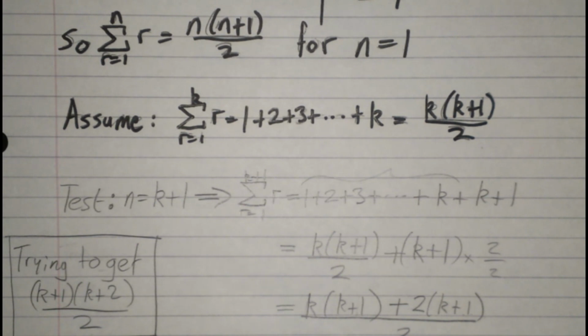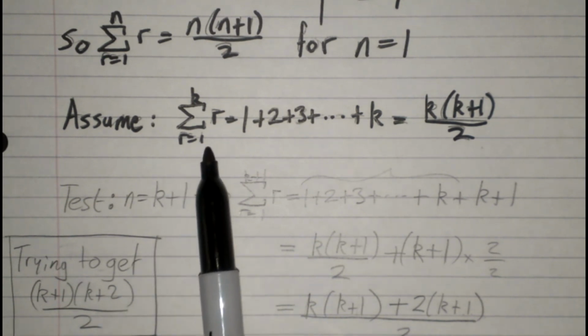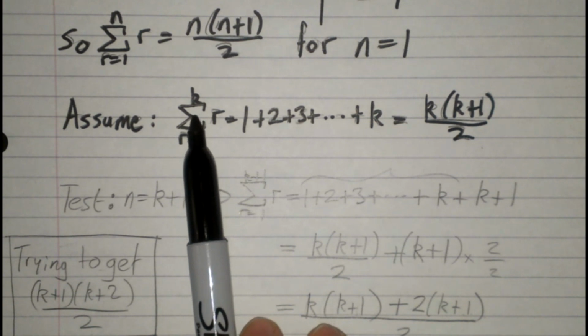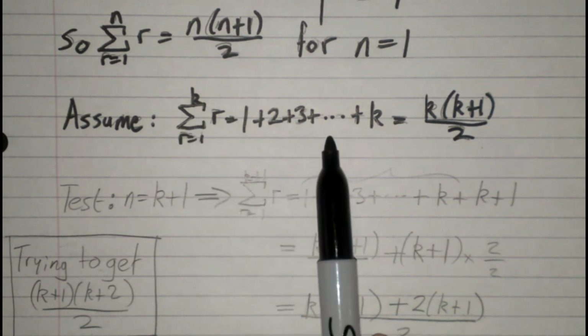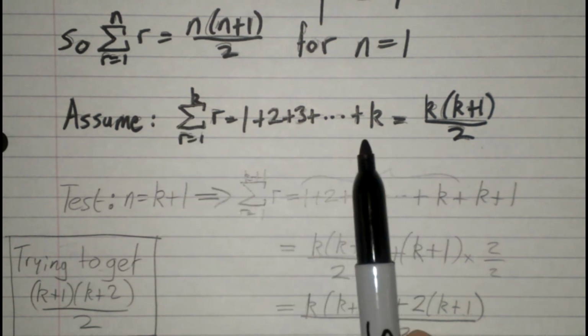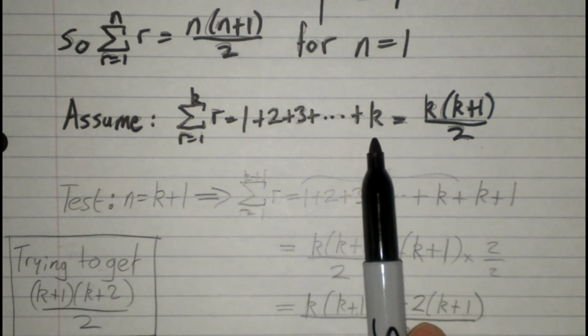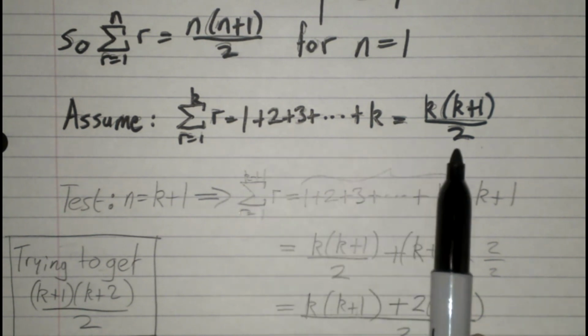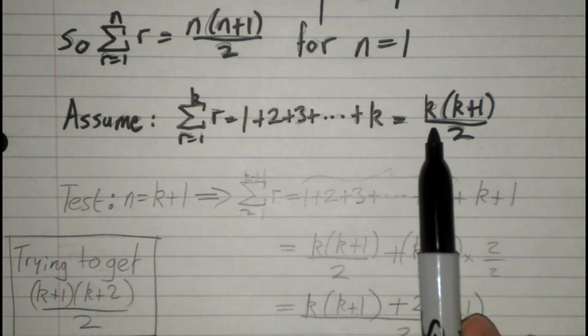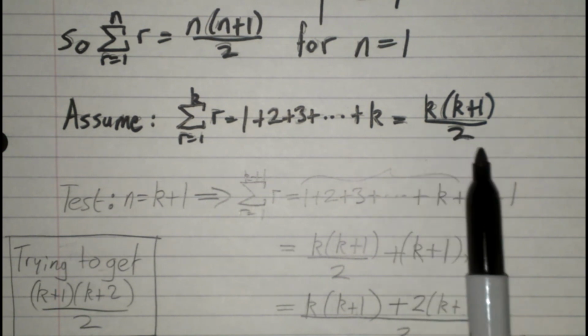The next stage is to assume that the statement is true for some particular n equal to k, we'll call it. So the sum of all the r's from 1 up to this number k then is 1 plus 2 plus 3 plus and so on, all the way up to this number k. And we're assuming the statement is true, so all of this is equal to k times k plus 1 divided by 2.